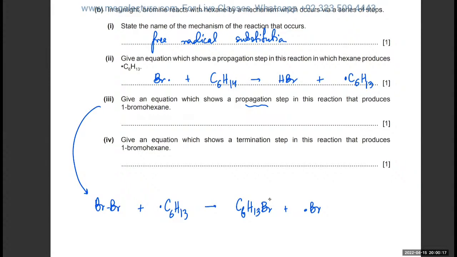So we did another propagation step, and that's this one. 1-bromohexane has been produced. Give an equation which shows a termination step in the reaction that produces 1-bromohexane.